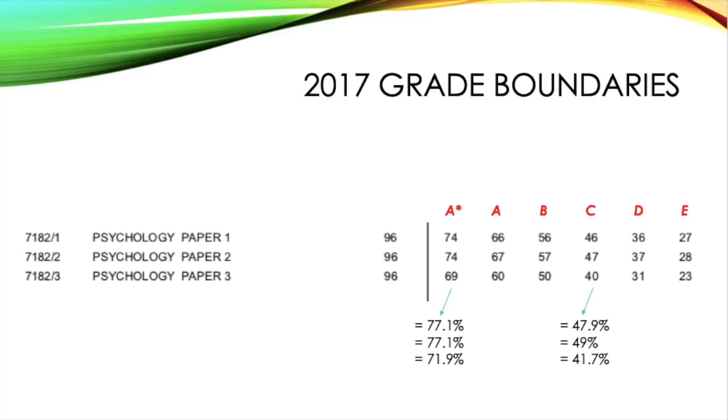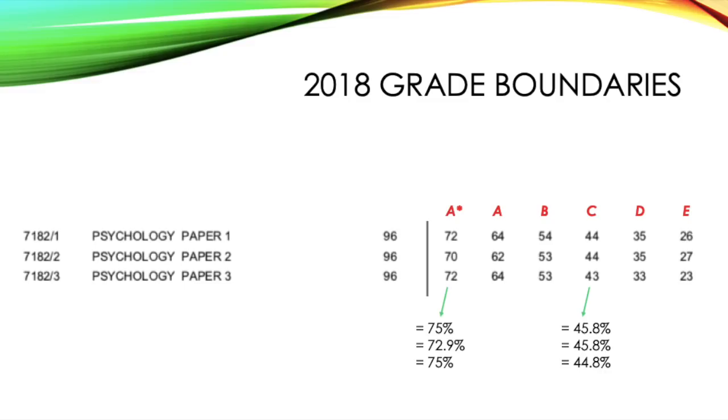And actually all of these grade boundaries are below 50%, so you could have missed out 2 whole sections of the paper, and as long as you got full marks everywhere else, you still would have got a C. And I think that just puts into perspective how lenient this year's grade boundaries were.